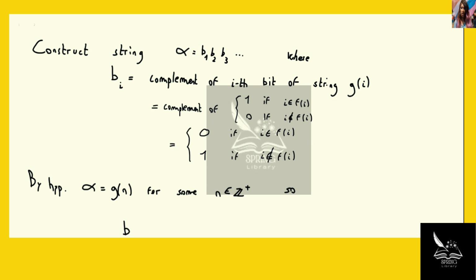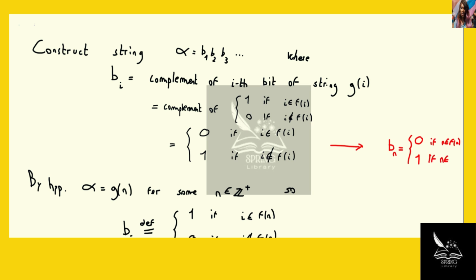Now because alpha is G of n, its ith bit is by definition of the function G 1 if i is in F of n, and 0 if i is not in F of n, where n is fixed. There's only one n that does the job. Instead, we're looking at the ith bit, where i can change. But now from the construction of alpha, we see that the nth bit is equal to 0 if n is in the set F of n, and 1 if n is not in the set F of n. So that's because we constructed alpha in this way.